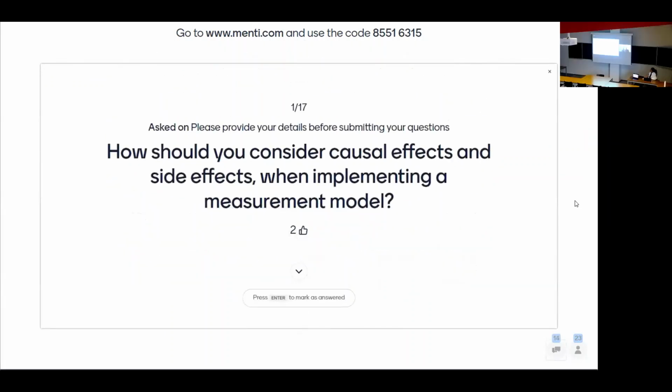The last one, probably. How should you consider causal effects and side effects when implementing a measurement model?